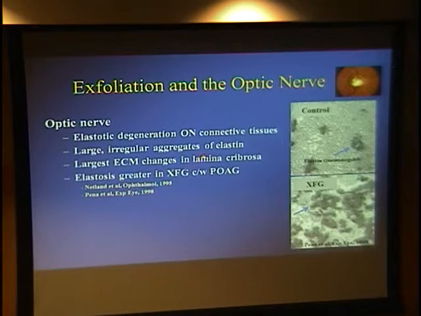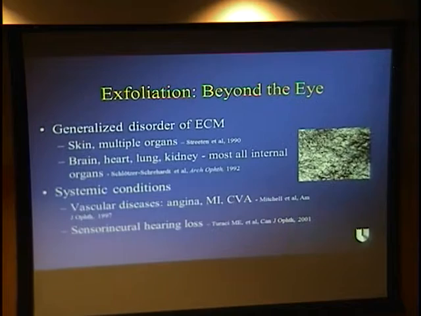And if you compare exfoliation with POAG, there's far more of this type of change in exfoliation than there is in primary open-angle glaucoma, the most common form. And then, of course, it extends well beyond the eye. So it was realized relatively early that it's the skin, multiple organs, brain, heart, lung.